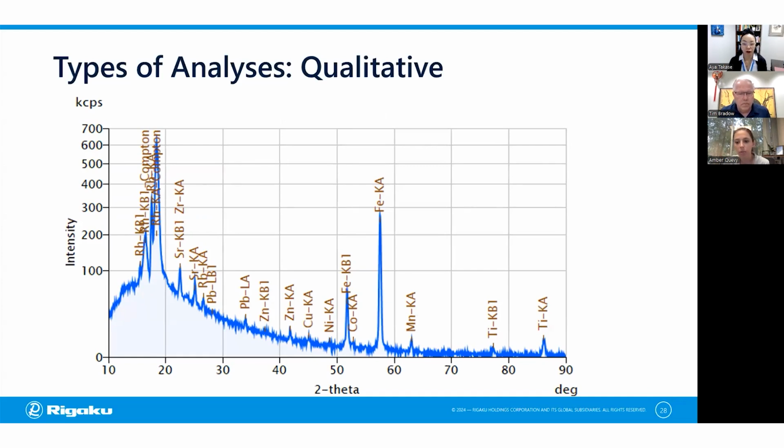So here's an example of spectra produced from a qualitative analysis. And you can see there's a variety of elements present along with an intensity or signal. And this could very well tell us what's in Bob or his components, just from a scan.